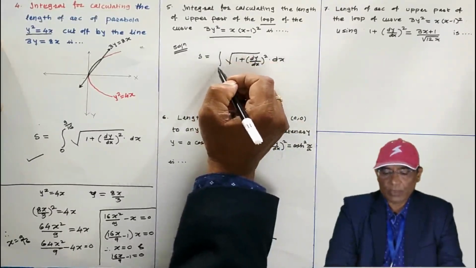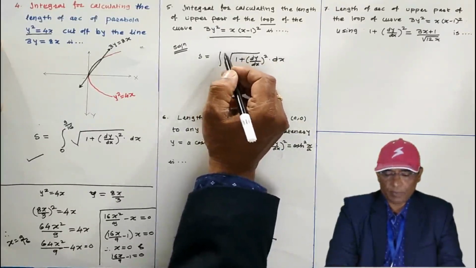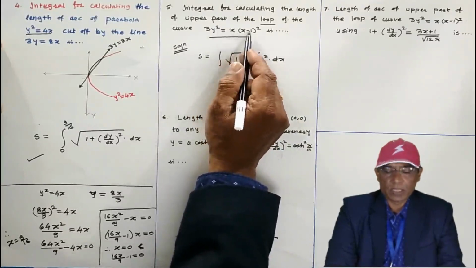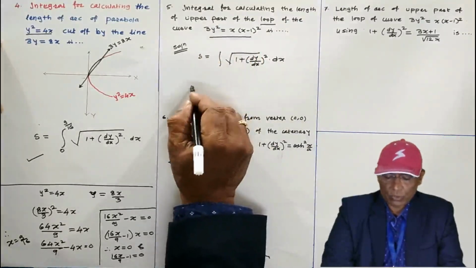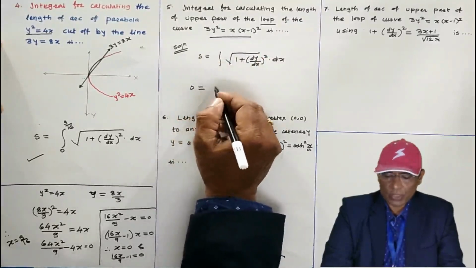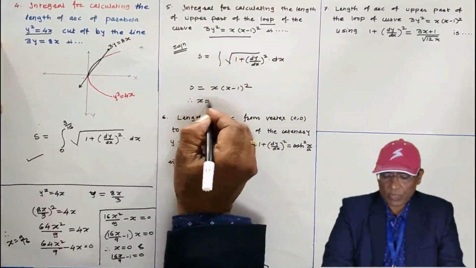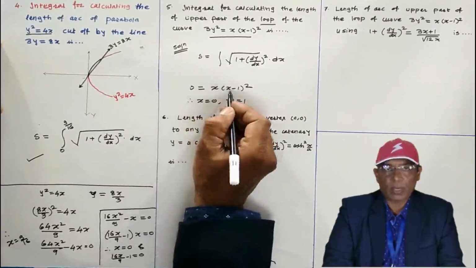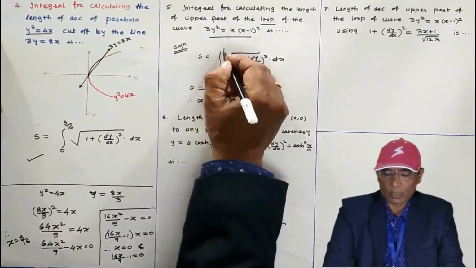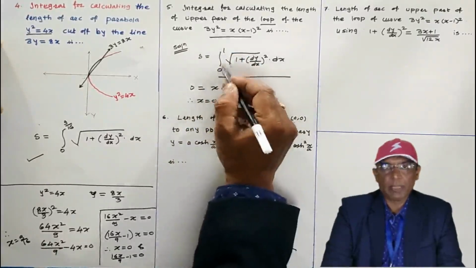In order to get the values of x as the limits of integration, find the x-intercept. Put y equal to 0, because if you put y equal to 0 you get the x-intercept. Therefore, x equals 0 and x equals 1: the lower limit is 0 and the upper limit is 1.